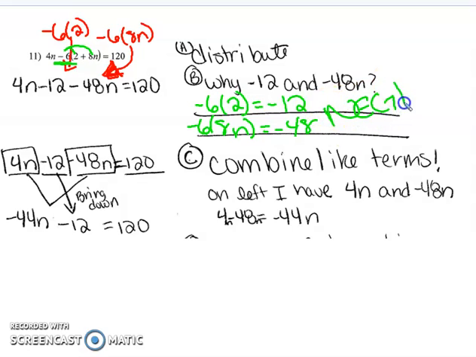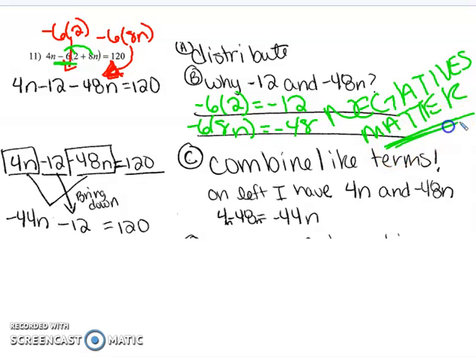Negatives matter. If you miss a negative, you will get the whole problem wrong every time. Every single time. You start getting decimals, you can go back and check your negatives. People always go back and say, no, 6 times 8 is 48. They forget the negatives. So my next step is I combine like terms.